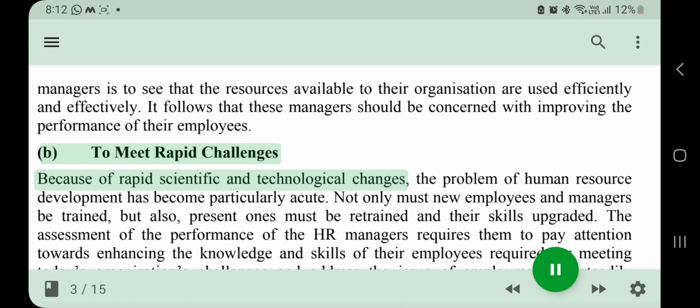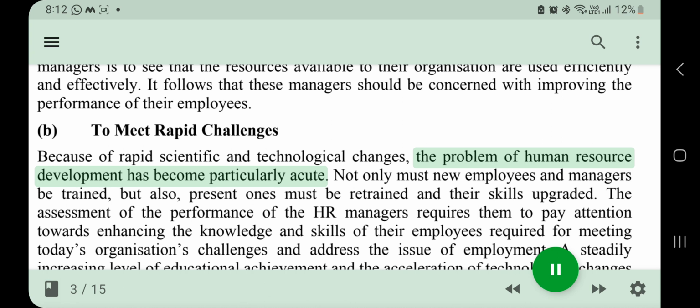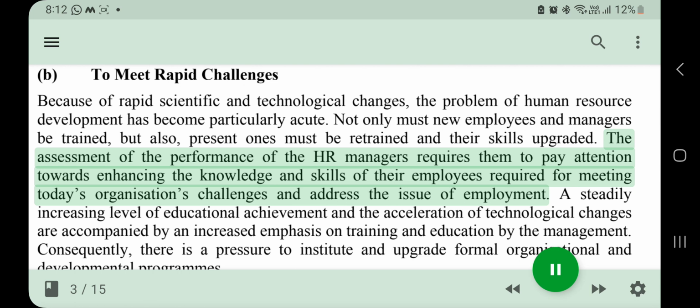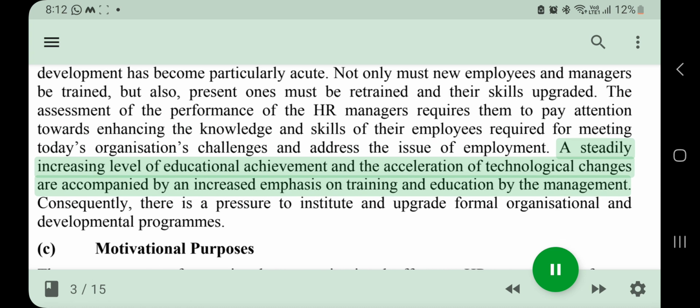B. To meet rapid challenges. Because of rapid scientific and technological changes, the problem of human resource development has become particularly acute. Not only must new employees and managers be trained, but also present ones must be retrained and their skills upgraded. The assessment of the performance of the HR managers requires them to pay attention towards enhancing the knowledge and skills of their employees required for meeting today's organizational challenges and to address the issue of employment. A steadily increasing level of educational achievement and the acceleration of technological changes are accompanied by an increased emphasis on training and education by the management.